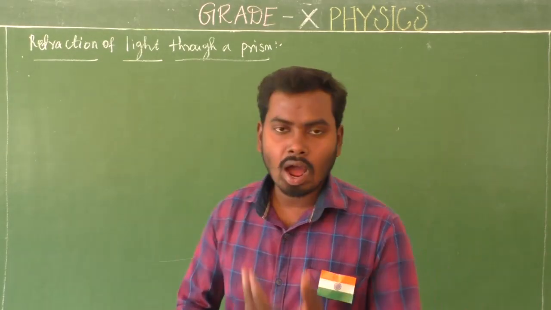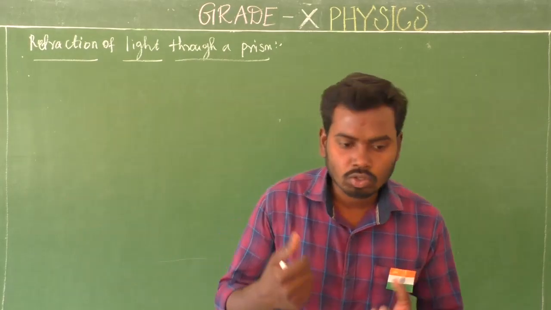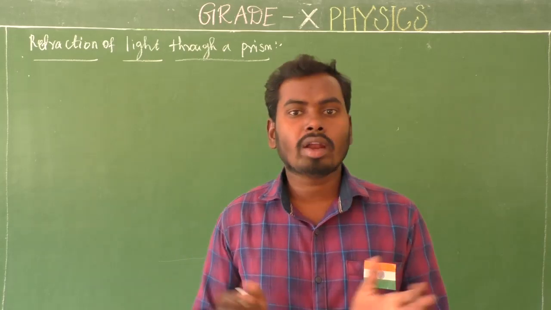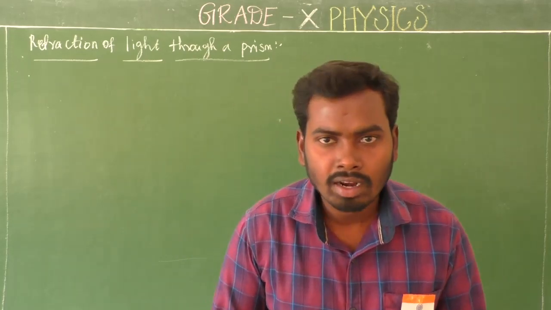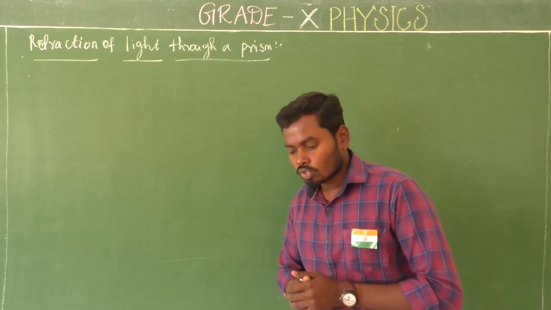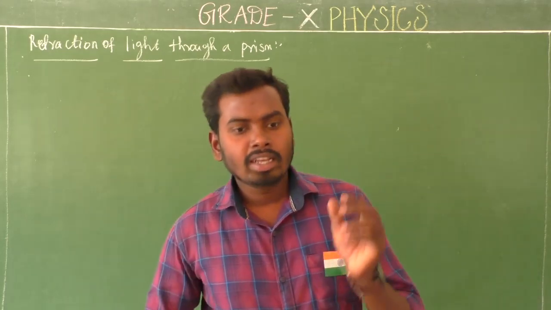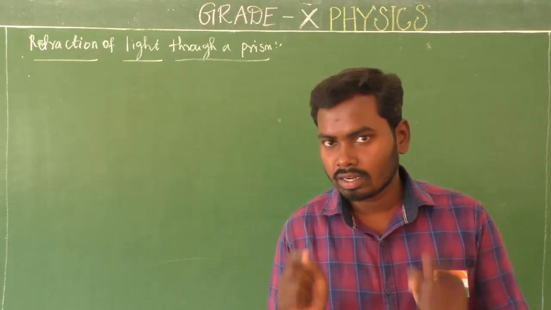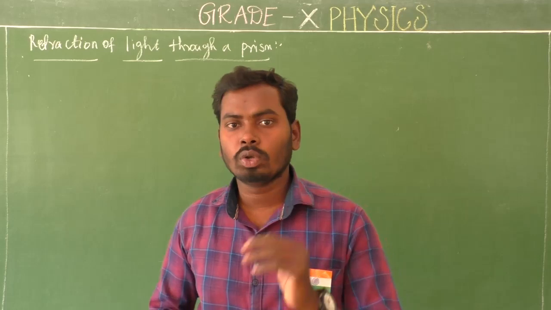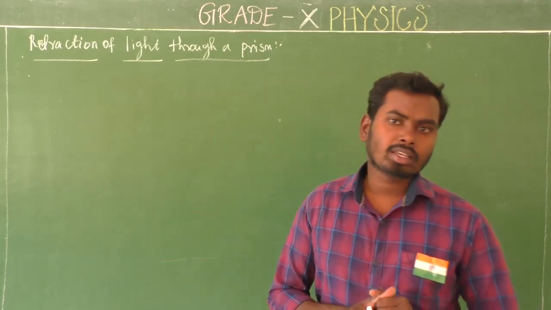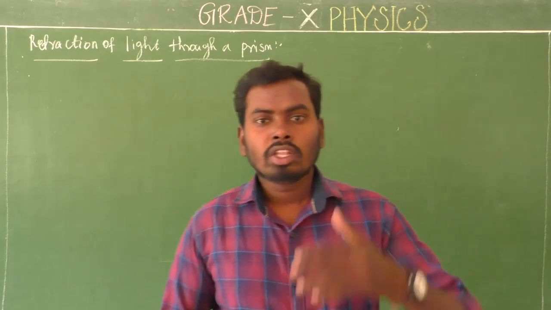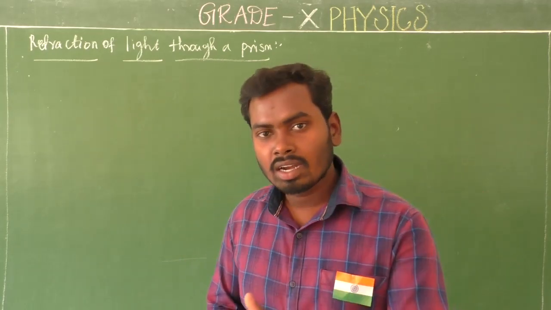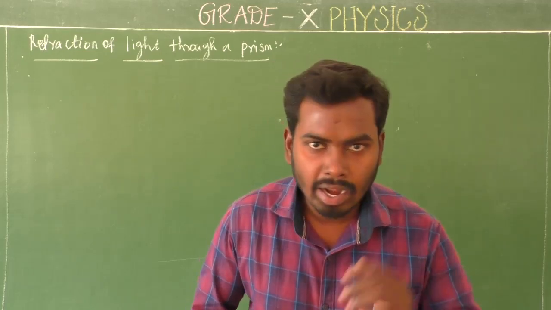In order to start the refraction of light through a glass prism, we must recall the refraction of light through a rectangular glass slab. In the rectangular glass slab, the incident ray and emergent ray are parallel to each other. Why? Because in the rectangular glass slab, the two refracting surfaces are parallel to each other, due to which the emergent ray is parallel to the incident ray. I'll draw the diagram.